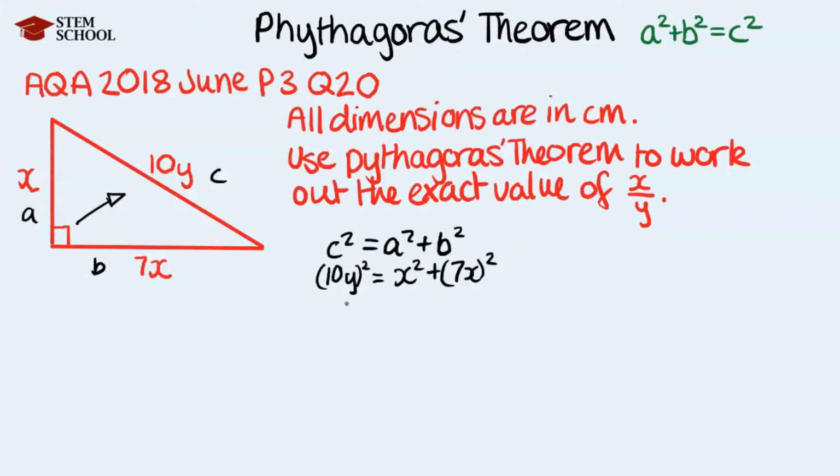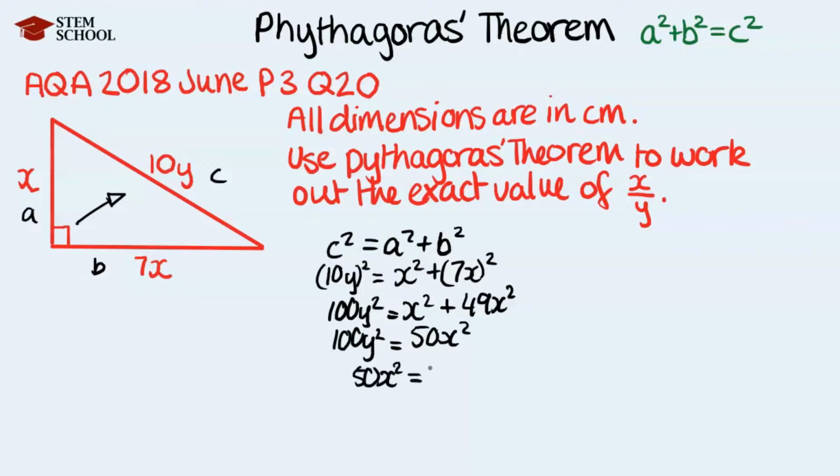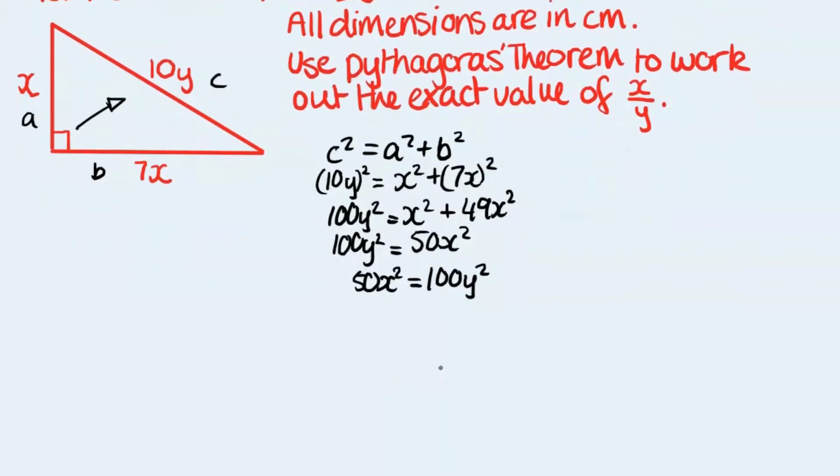So what's 10y squared? That will come down to 100y squared, and then we have x squared plus 7x squared is 49x squared. Now we can add both of these two terms together. We have an x squared here and a 49x squared here. So we have 100y squared is equal to 50x squared. So we've defined x over y. So it's easier just to write 50x squared on the left hand side. We're normally used to dealing with that. So 100y squared there.